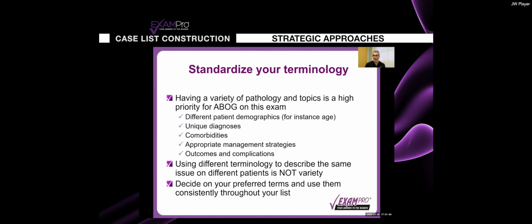So for instance, when we think about preventative visits, if a patient is 30 and another patient is 31, they're going to have basically the same stuff. But if a patient is 30 and another patient is 65 and you put both of them on the list, it's going to be different because the demographics make the issues that are relevant different. Okay, so different patient demographics is one way that we increase the variety of topics and pathology on our list.